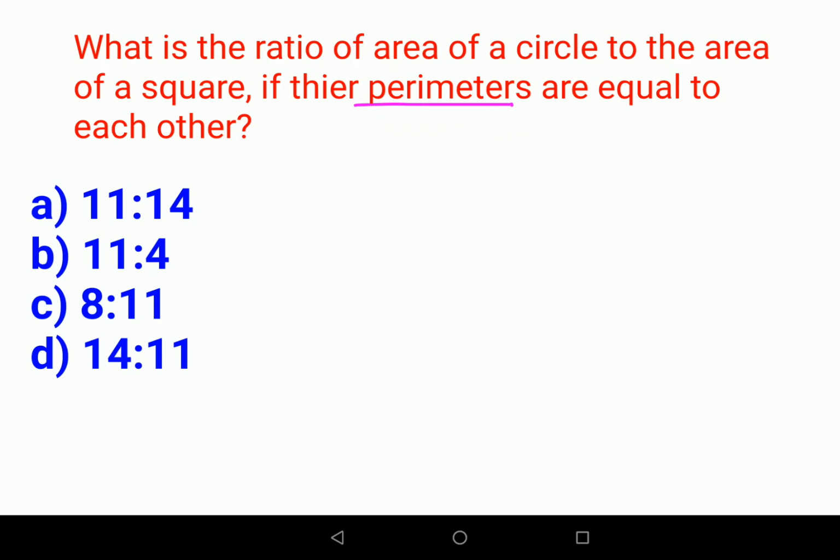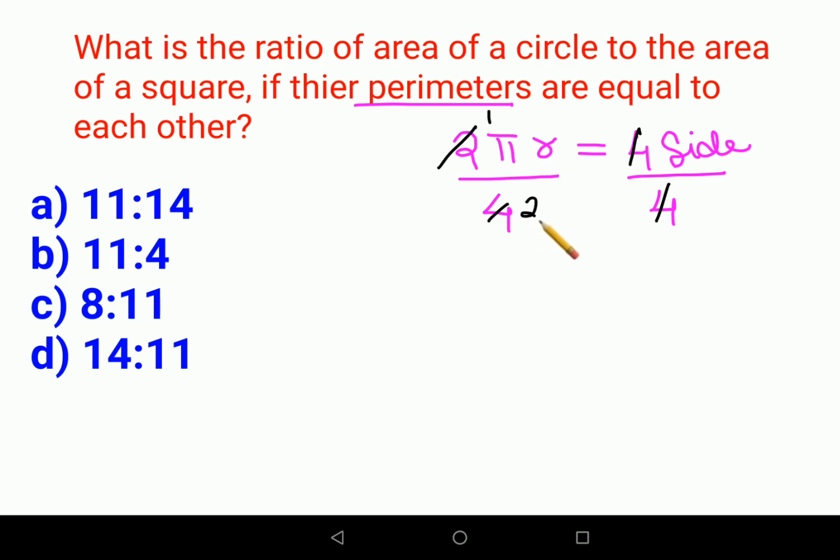So now we know the perimeters are equal. Now what is the perimeter of a circle? Perimeter of a circle is 2 pi r. And what is the perimeter of a square? It is 4 into side. Now in order to find the value of side, let's just divide both sides by 4. So this and this is cancelling. This is 1 and this is 2. So from here I can say that side will be equal to pi r upon 2.